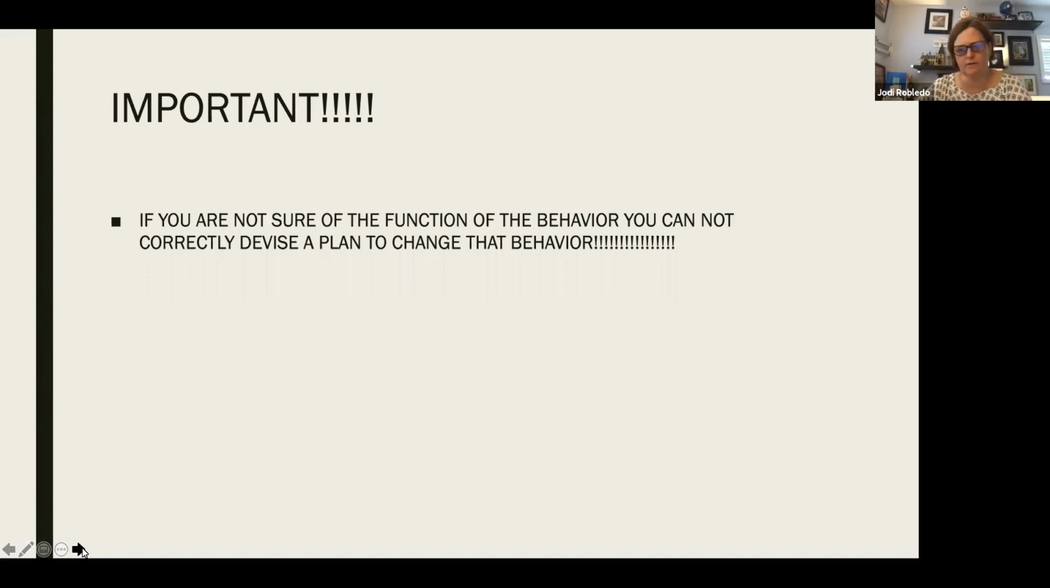So very important to spend the time to understand the behavior. If you don't spend the time, you're just going to be fighting against behavior, and nobody wants to do that.